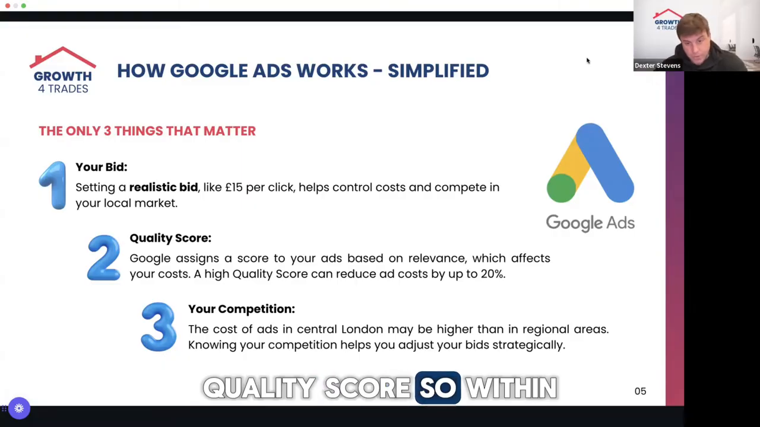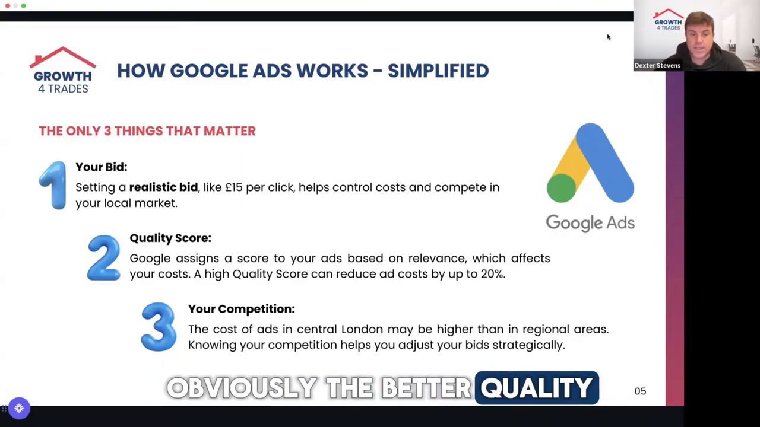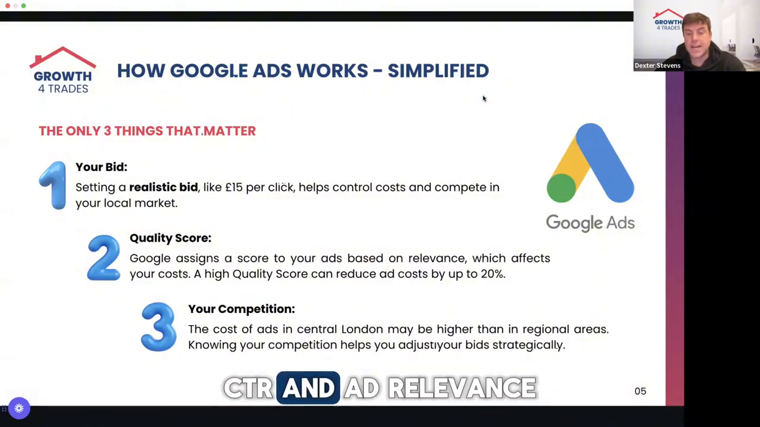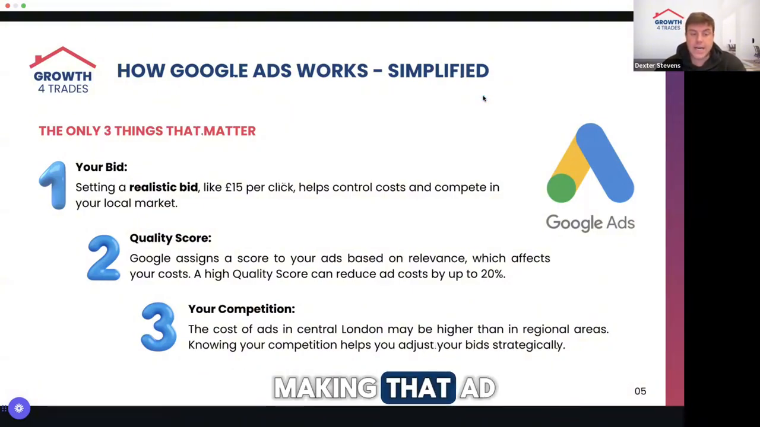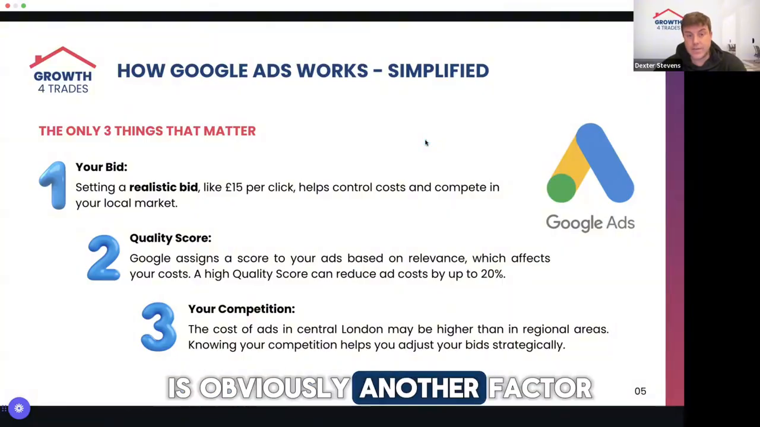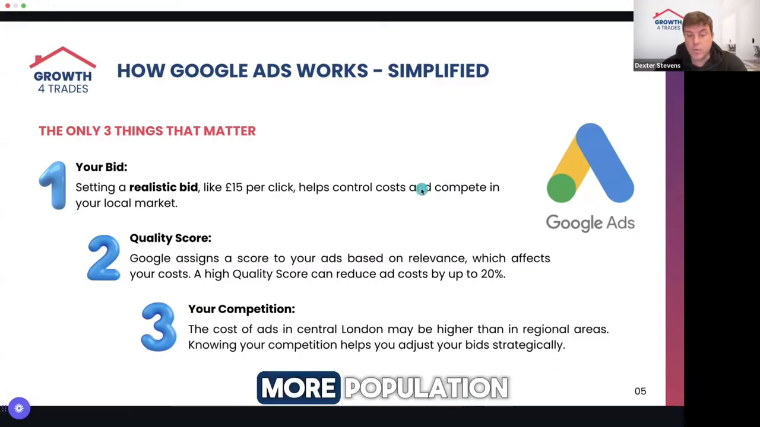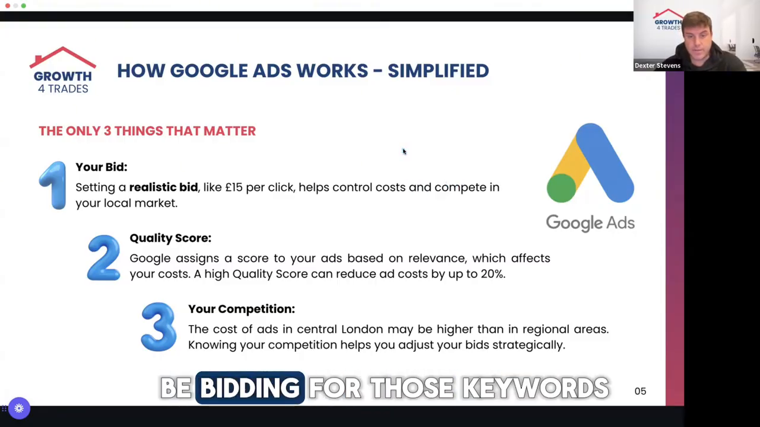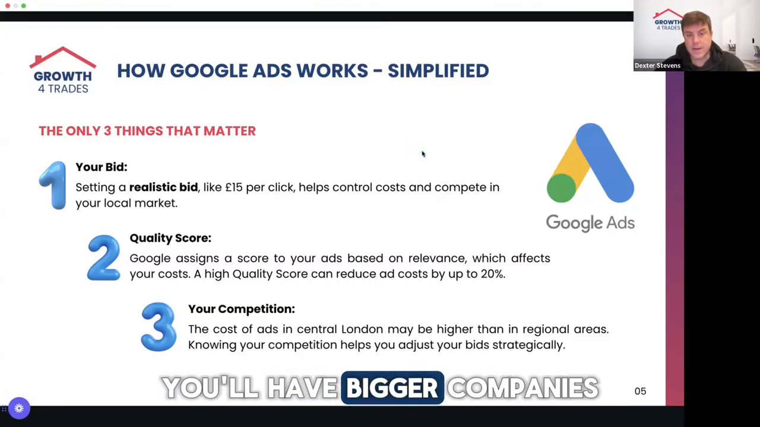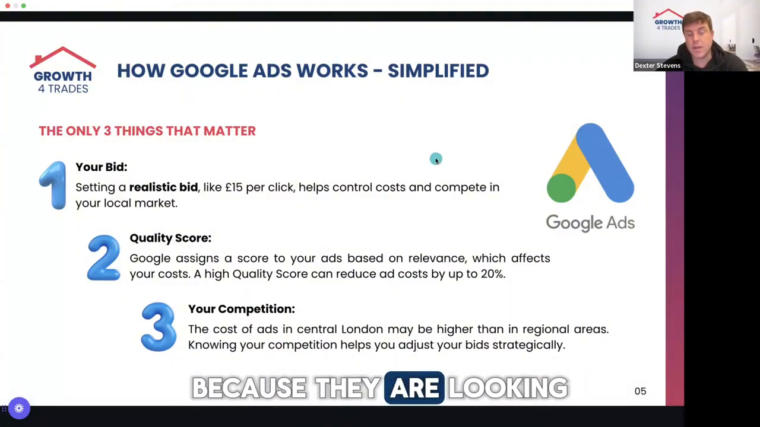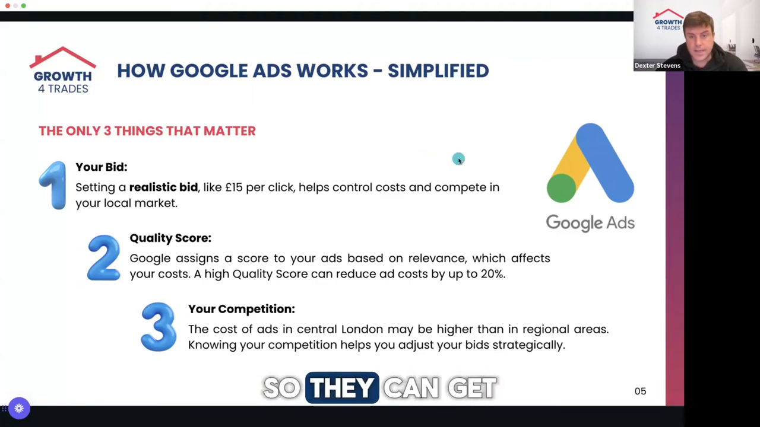Quality score. So within Google, there's quality scores. The better quality score that you have, this is done on landing page experience, CTR, and ad relevance. So how relevant you're making your keyword to the ad that you're looking to promote or bid for is another factor. And also competition. Areas like central London are going to have more population, so more people are going to be bidding for those keywords. And of course you'll have bigger companies with bigger budgets that inflate the CPC because they are looking to outbid you so they can get the customers from you.